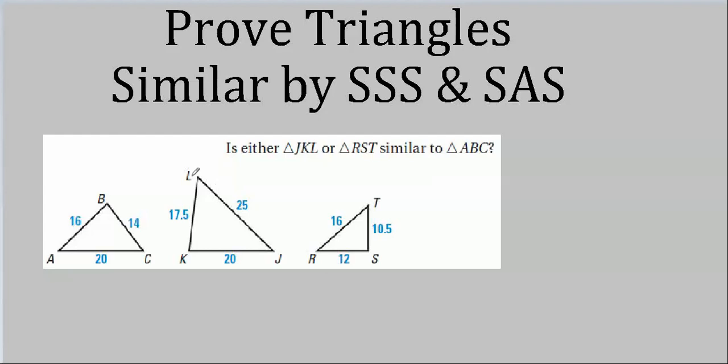So, wait a minute. We got the same thing down here, don't we? This is 20. And this is 20. So the ratio here is 1 to 1. Although, I think I see a possible problem with what I just did.